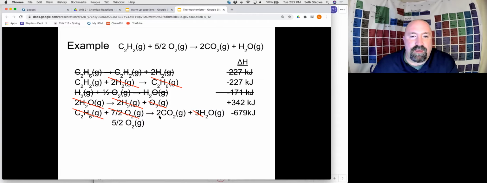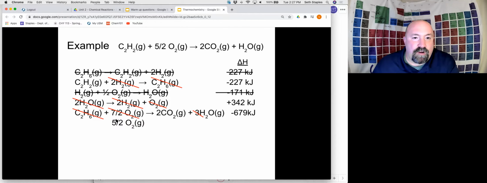But the other thing that we can do is we saw that we had, where was it? We had half of an O2 as a reactant, half an O2 as a product, or one O2 as a product here.